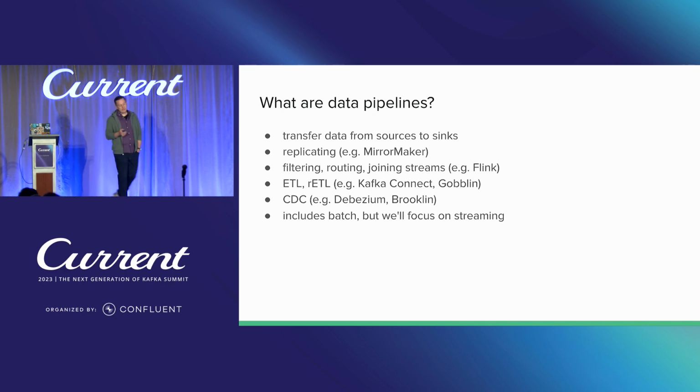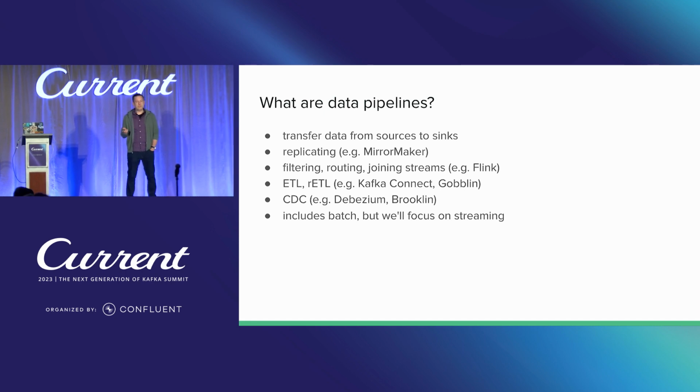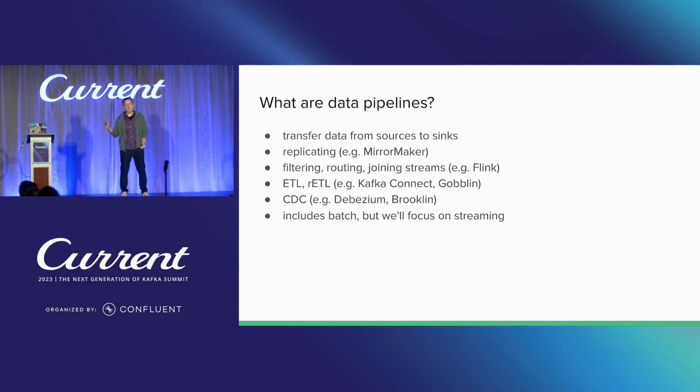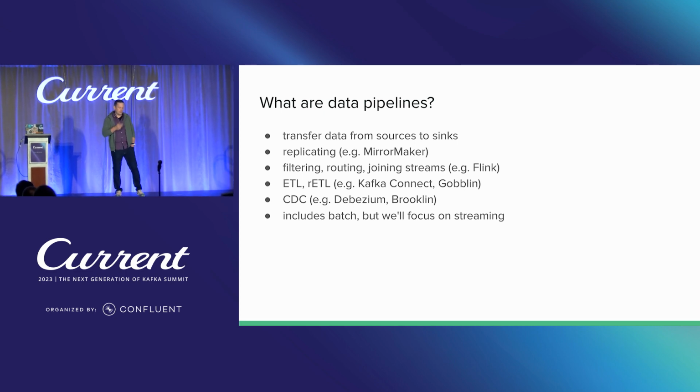This includes replicating data with something like Mirror Maker, which I happen to like. It also includes things like filtering, routing, joining streams with something like Apache Flink, ETL and reverse ETL, taking data, say, from Kafka, putting it in HDFS, picking it back up and putting it back in Kafka, that sort of thing, or between offline and online systems back and forth, with something like Kafka Connect or Gobblin is under this umbrella. As well as CDC, change data capture, which includes projects like Debezium. LinkedIn's Brooklin does this. And of course, data pipelines include batch workflows, but for today, we'll focus on streaming for sort of obvious reasons.